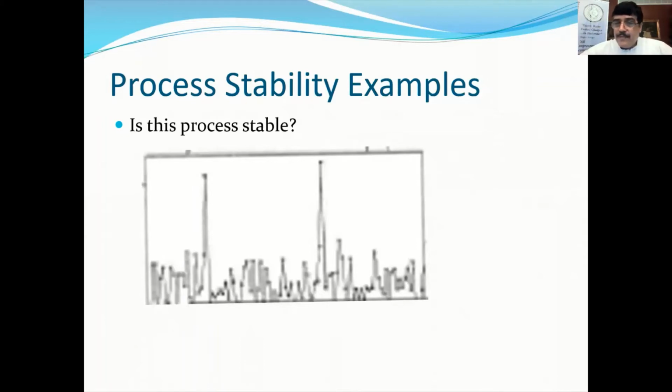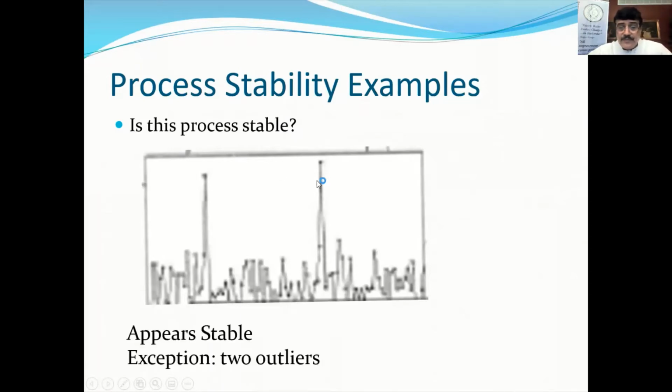Not too much. There are some spikes. Yes, absolutely. There are 2 points. It's pretty much stable, except for these 2 points. So it appears to be stable, but the exception is there are probably 2 outliers. So now, what you want to do is see these data points. Why are they like this?